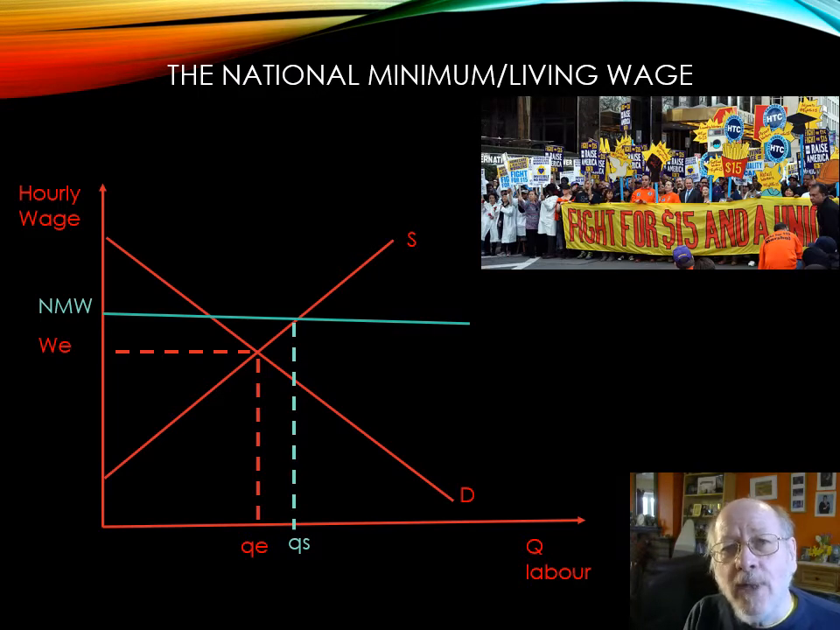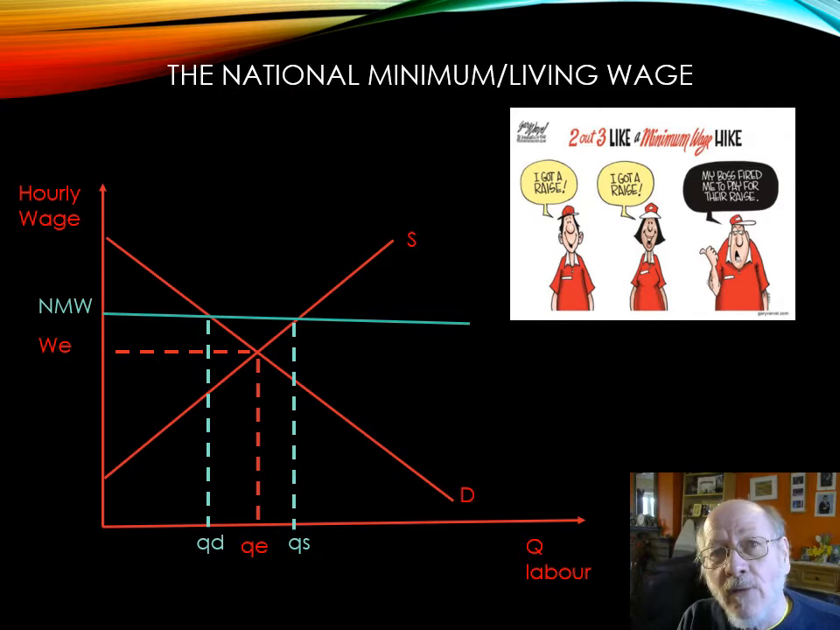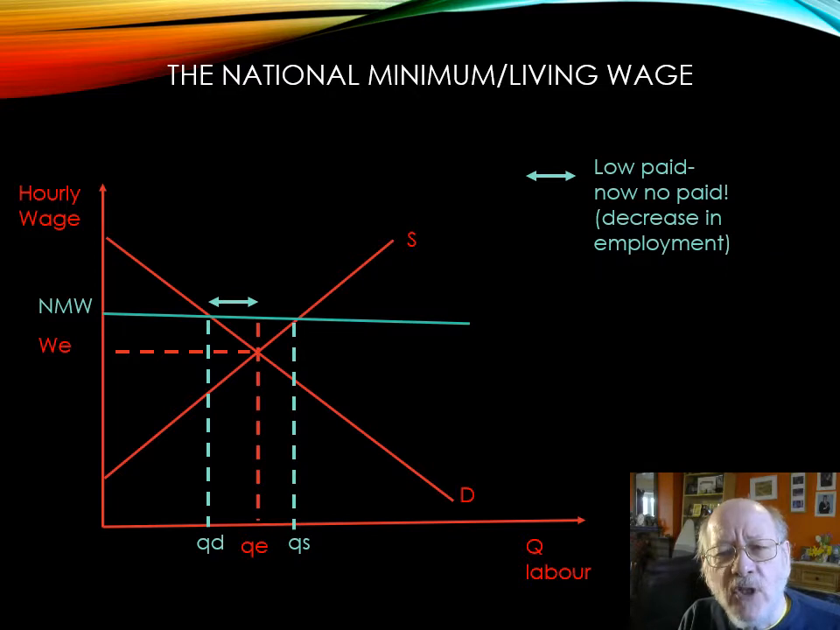That means that workers are very, very happy with that, so the supply of labour increases. However, firms aren't so pleased, so the demand for labour decreases. So we're going to finish up with fewer people being employed. The gap between the old equilibrium and the new demand for labour is going to be that decrease in employment.